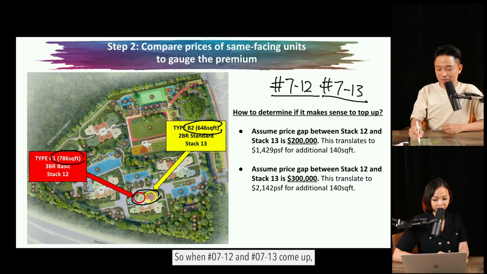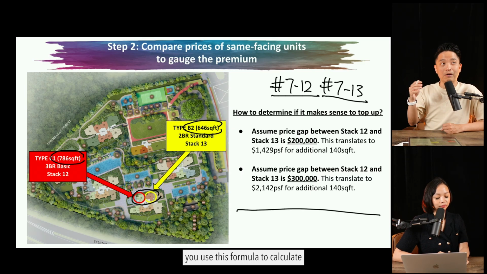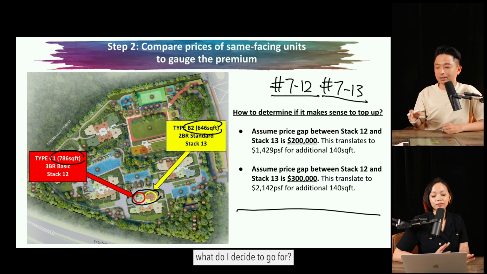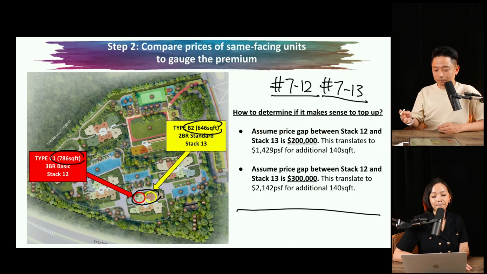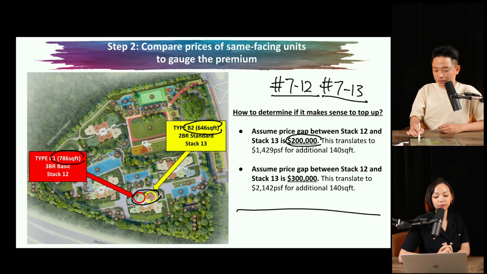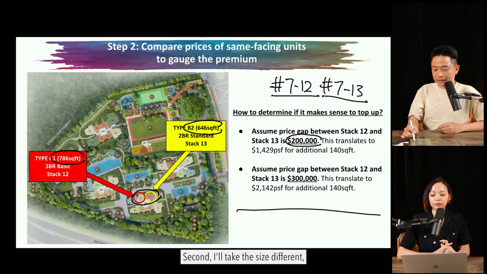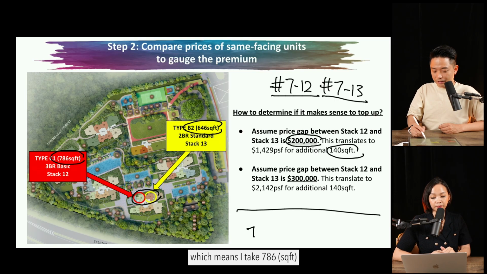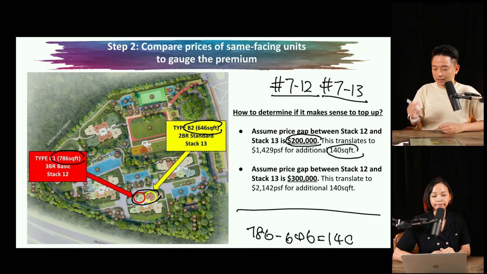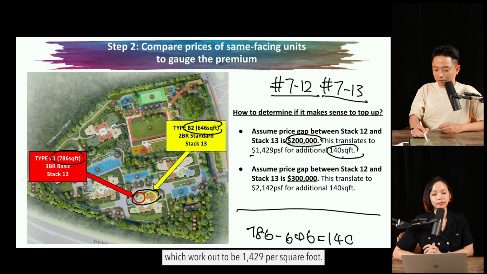So when 0712 and 13 come out, the price they give you, you use this formula to calculate what I decide to go for. So how do we calculate? Let's say 0712 and 13, the gap is 200,000. First, I take the gap of the prices. Second, I take the size difference, which means 786 minus 646, which is 140. Third step, I take 200,000 divided by 140, which works out to be 1429 per square foot.